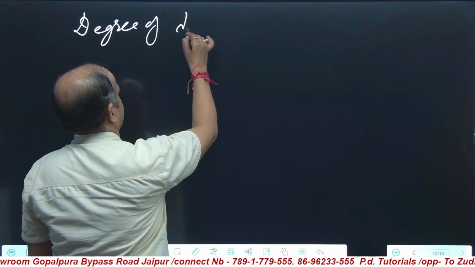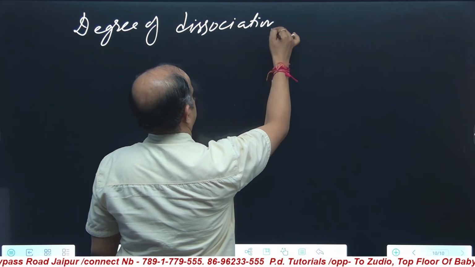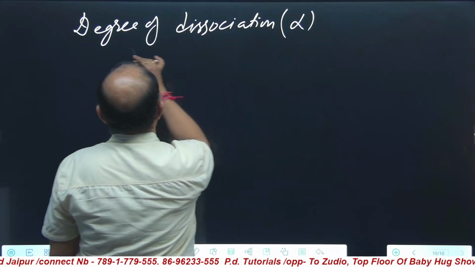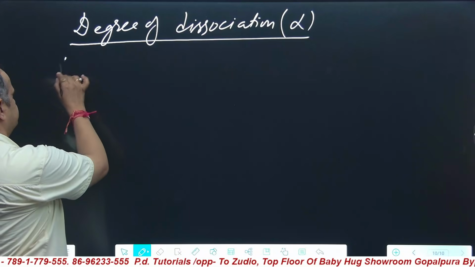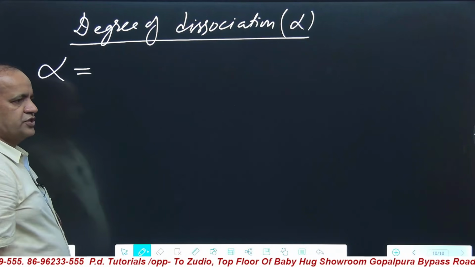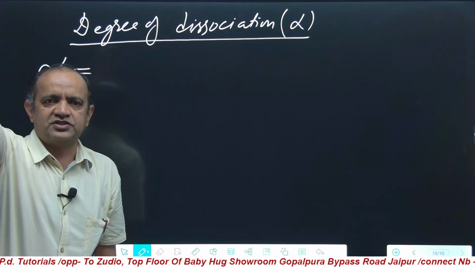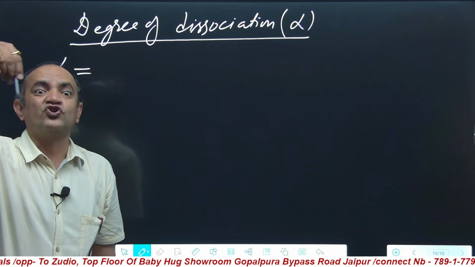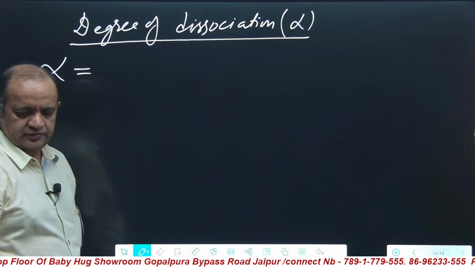Degree of dissociation. Alpha. Will you please tell me its formula? Moles of reactant disappears or used up to that of initial moles of reactant.